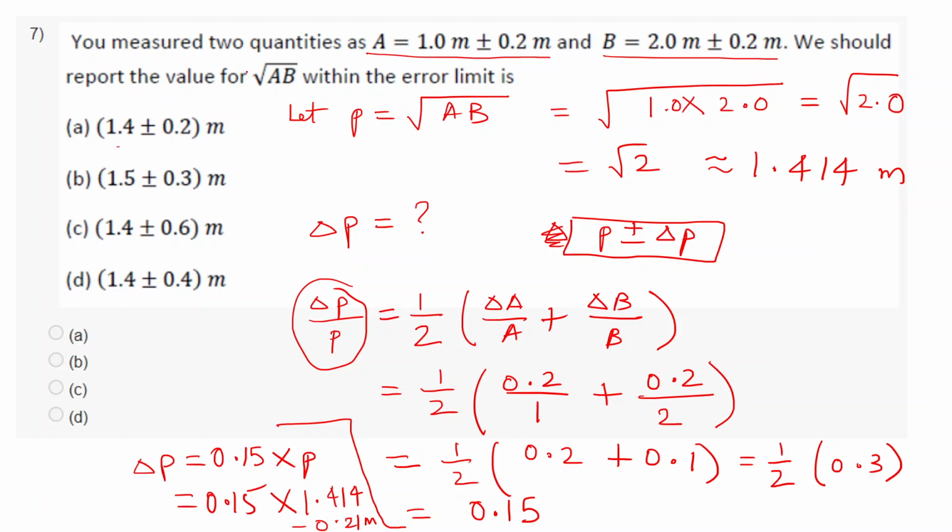If we round it off, it's not given, but in the answers we can see that the values are only up to first decimal digit, so we'll round this also up to one decimal digit, okay, and the error also we'll round it off to one decimal digit, so it will become 0.2 meter. So A is the correct answer.